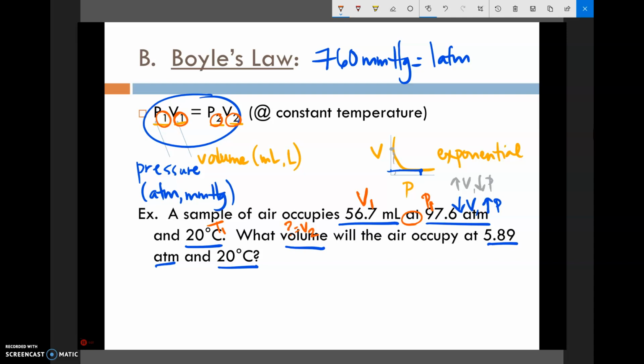We'll occupy the air at 5.89 atmospheres. So this is going to be our P2. And this is going to be our T2. Now remember I mentioned that temperature is constant. Sometimes questions will put in temperature to try to throw you. So notice that the temperature is exactly the same.